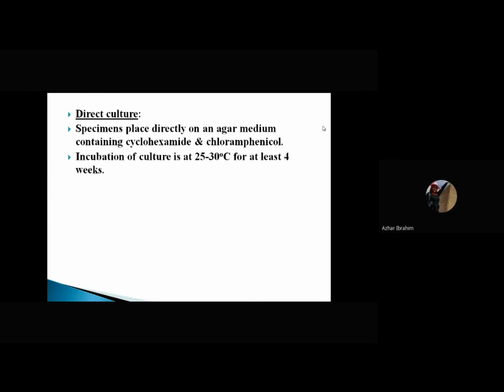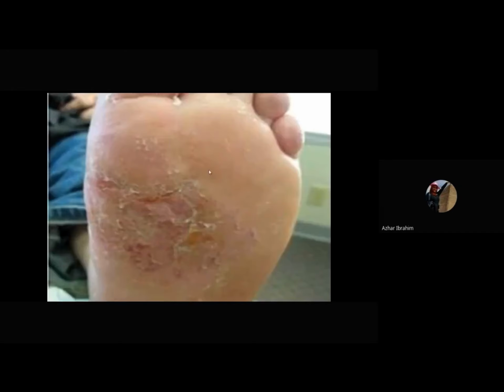Why this low temperature? Because fungi live superficially. It's preferred low temperature. Incubate for 2 up to 4 weeks. It needs a long period of time because the growth of dermatophytes is slow. I think this is the soul of the topic.